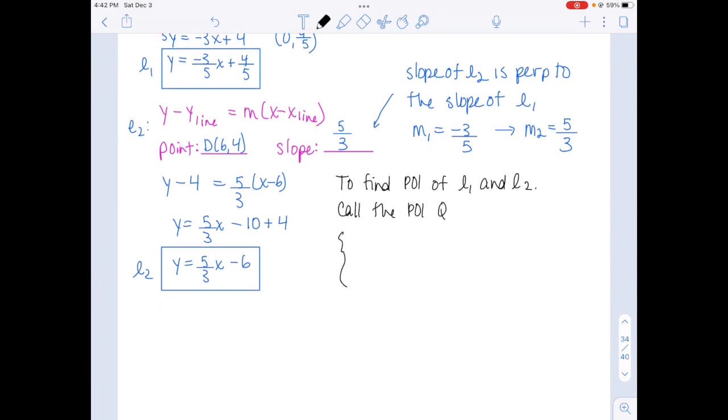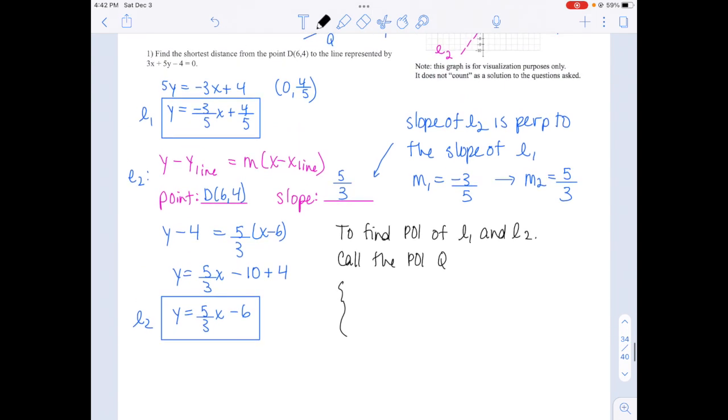So I'm actually going to put this in a form that's a bit nicer for me to find the POI of. Okay, by the way, how do we find the POI? We use systems of equations, which we learned last unit, and we can use elimination or substitution to solve. So what I'm going to do is with L1, I'm going to multiply all my terms by 5. And then I'm going to bring the x term over.